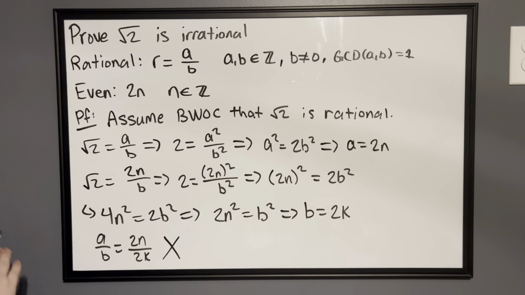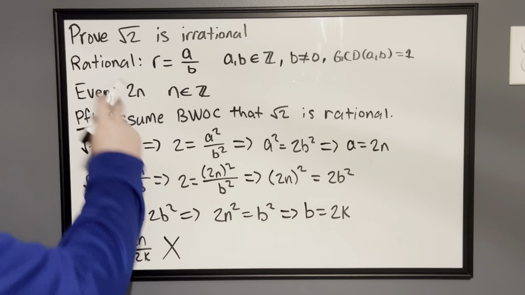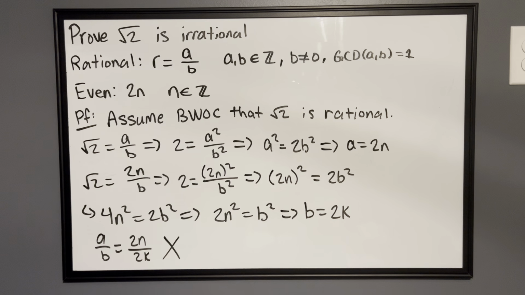That means that the square root of 2 is not a rational number, because when we put it into its terms, in terms of definitions, it's going to have a common factor of at least 2. So we have a contradiction, which proves that the square root of 2 is irrational. And that is the process of proving by contradiction.